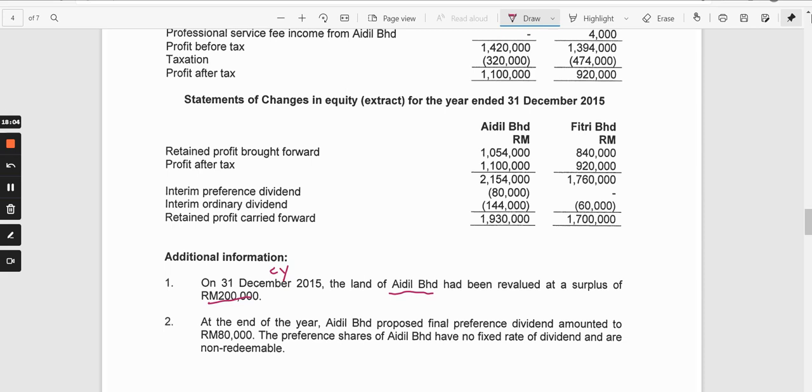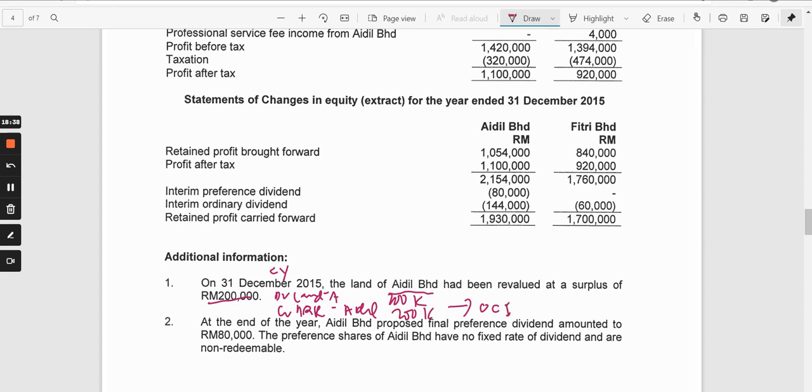So therefore, in terms of journal entry, you will have to debit land of AIDIL, the parent, and you will credit the revaluation reserve of also the parent AIDIL. How much? By 200,000. But in terms of the impact in the consolidated statement of profit or loss, when you credit land, that will be under your other comprehensive income.